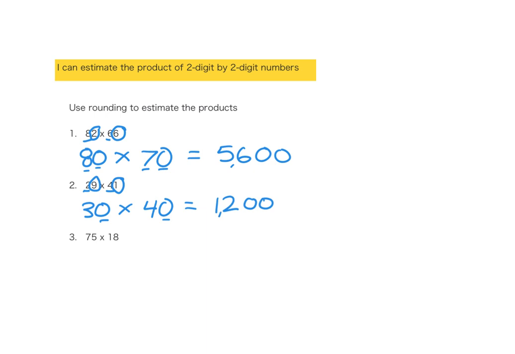And lastly, I have 75. That 5 tells me I'm going to round up to 80 times 18, and this 8 tells me I'm going to round up to 20. Now I'm going to multiply 8 times 2. I get 16. Put my 2 zeros at the end, becomes 1,600.